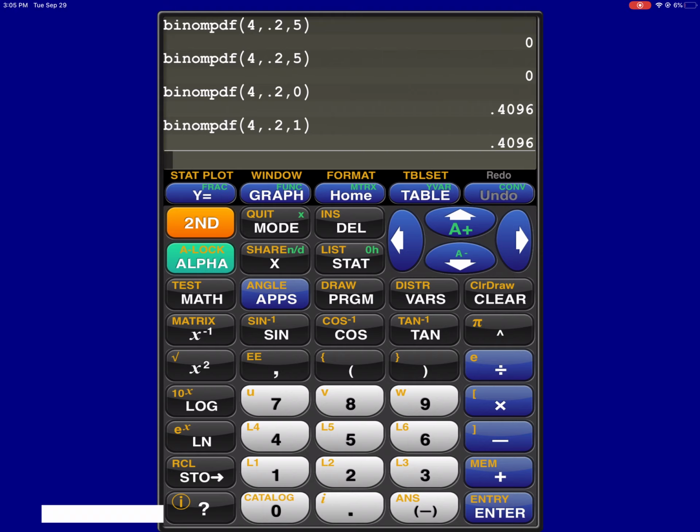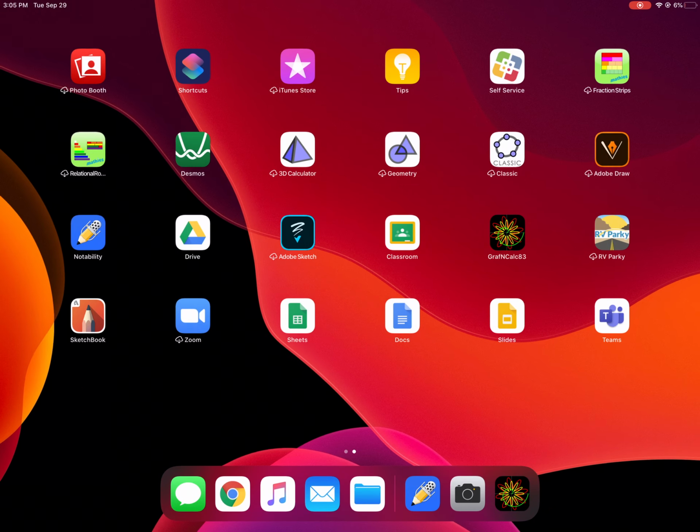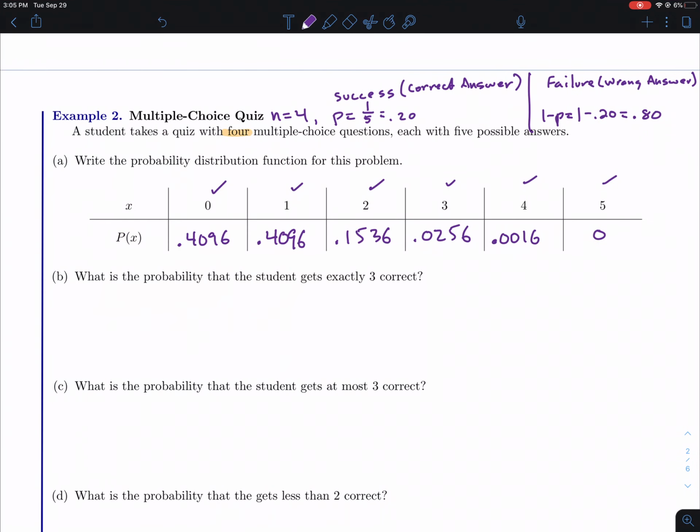Oh, I know what the problem is. I know why it's 0. Duh. Ignore me. I've only got 4 questions. I was thinking about the multiple choice parts, so this won't actually occur in this case. You can't get 5 questions right when there are only 4 multiple choice questions, so this shouldn't even be a column. That's my bad. So in this case, these should add up to 1. Sorry for screwing that up.